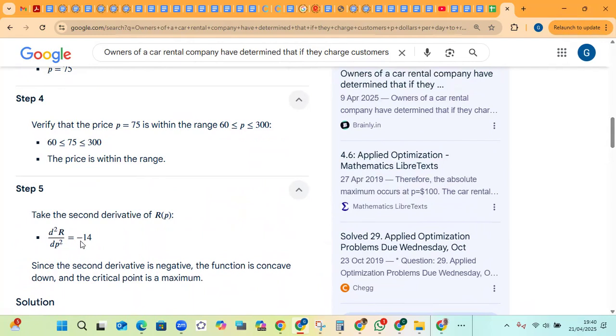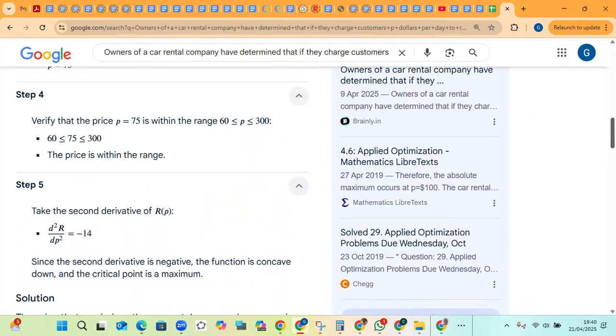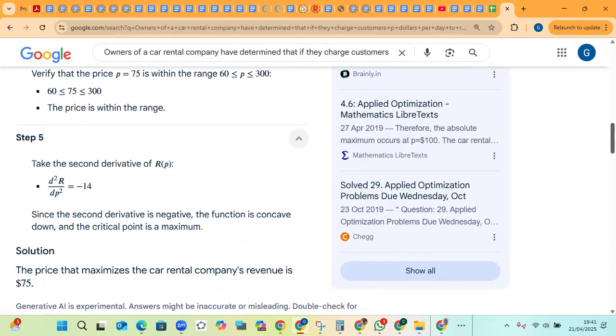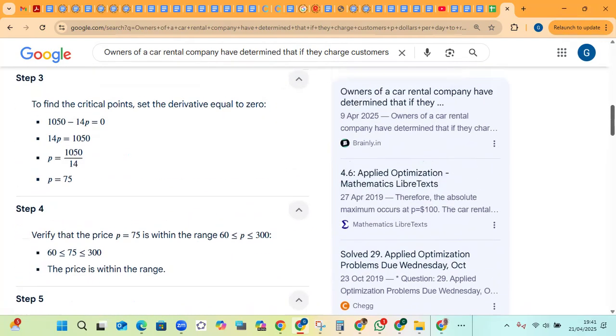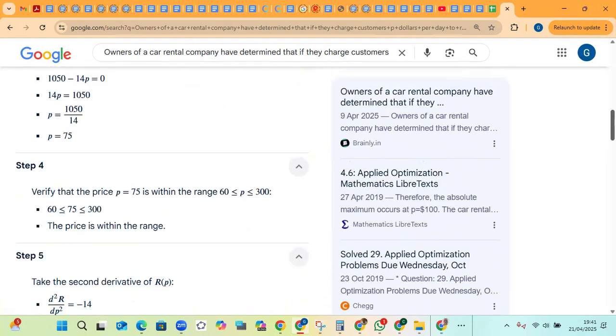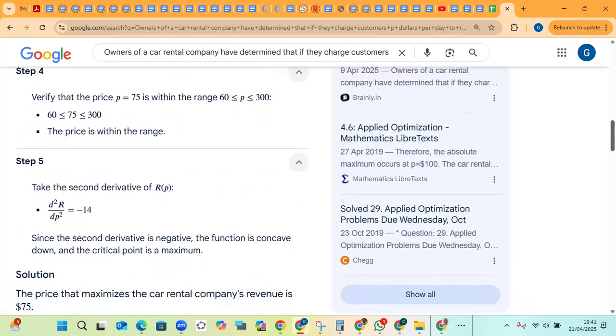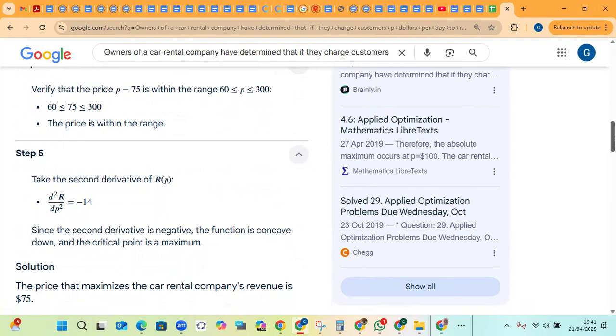Since the second derivative is negative, that means you have a maximum. Second derivative means that you simply differentiate again. So 1050 goes to 0, and negative 14P simplifies to negative 14, and since you have a negative, then you have a maximum. We call it the second differential test. Or you can substitute 60 into the revenue function, substitute 75, substitute 300, and you will see that 75 will give you the most.